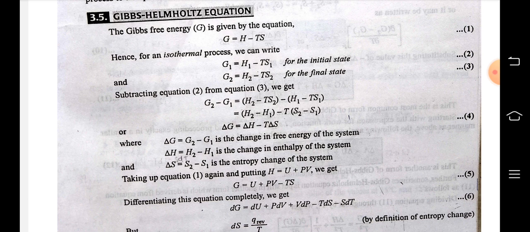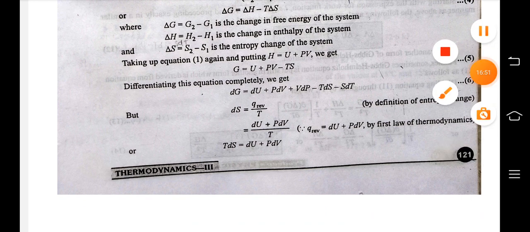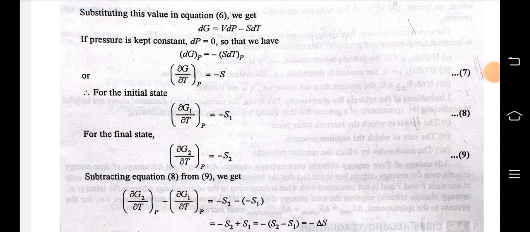H is equal to U plus PV. We get G = U plus PV minus TS. Differentiating this equation completely, we get dG = dU plus PdV plus VdP minus TdS minus SdT. dS is equal to q reversible upon T, which is dU plus PdV by T. Putting this value in equation 6, we get dG = VdP minus SdT.